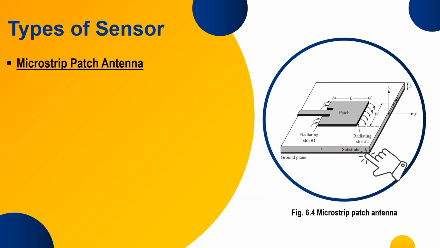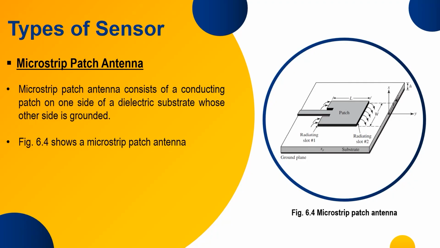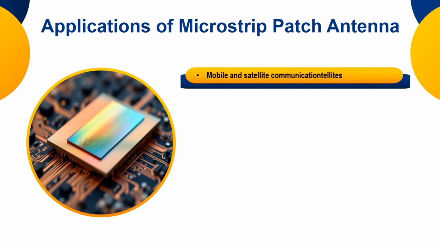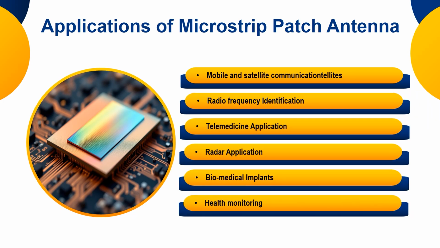Then if I talk about the microstrip patch antenna, it looks something like this. So I have a substrate. I am interested in the dielectric constant, which is represented by epsilon r. Normally, for commercial sensors, the value of this epsilon r varies between 2 and 14, right? This microstrip patch antenna again consists of a conducting patch on one side of the dielectric substrate. So this is the dielectric substrate and this is the conducting patch, and on the other side is a ground plane. Ground plane means the whole surface has a conducting behavior, right? The applications again are in mobile and satellite communication, radio frequency, telemedicine, radar, biomedical, and health monitoring.